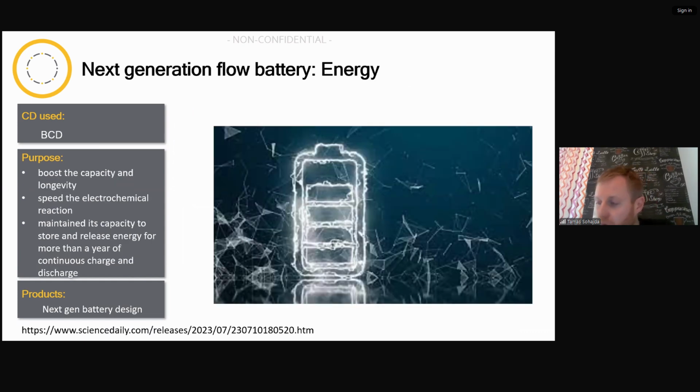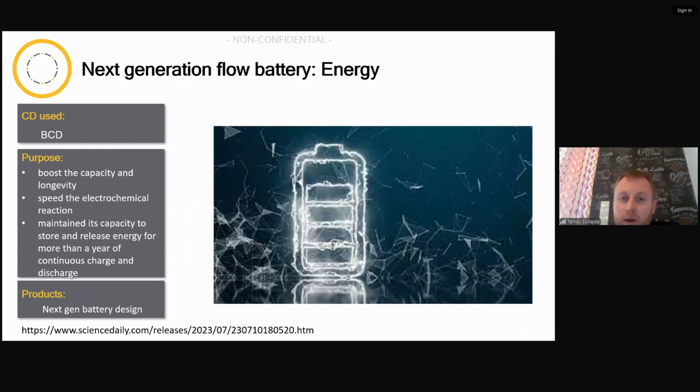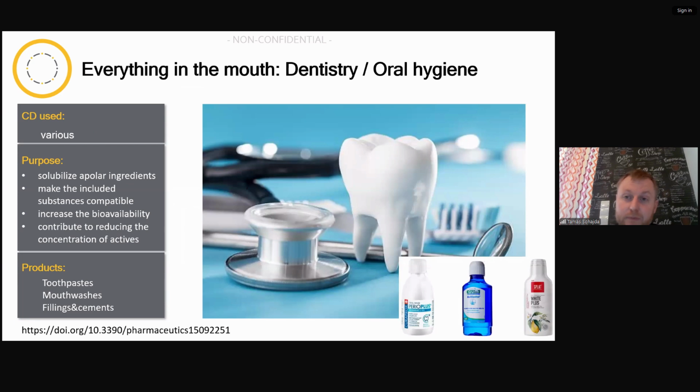There has been a lot of publicity of cyclodextrins, how they can be used in the energy industry. And one very fancy example was the preparation of lithium batteries to boost the capacity and the longevity of these systems. Of course, I'm not really deep into electrochemicals, so the mechanism of action is even a bit complicated for me, but there are a lot of papers and patents emerging in this field.